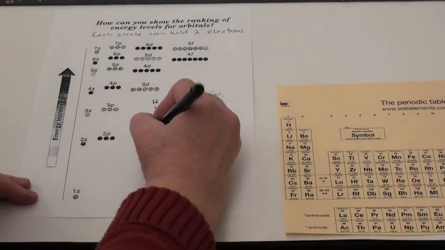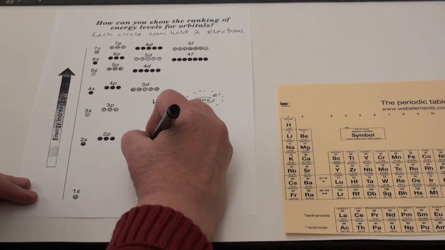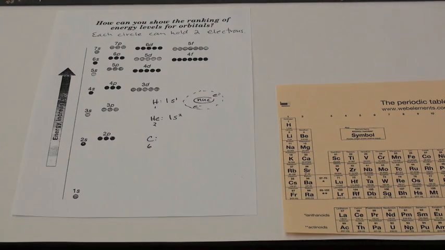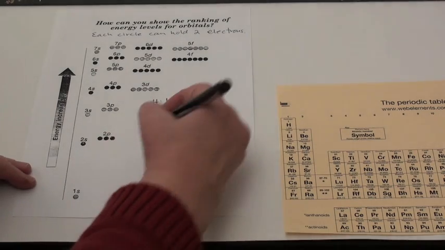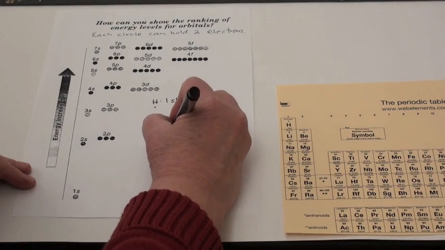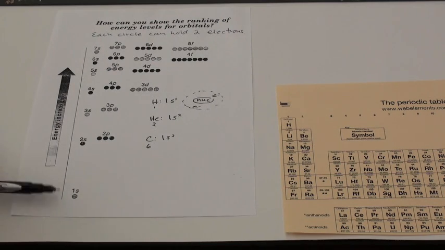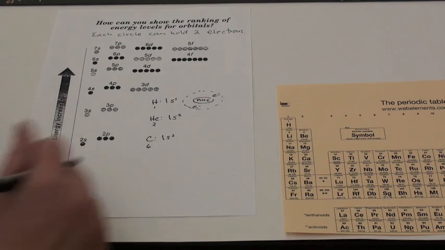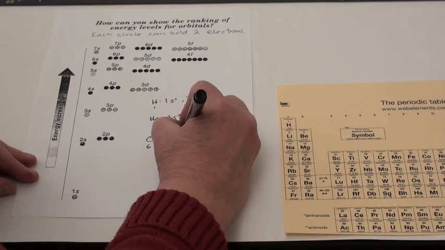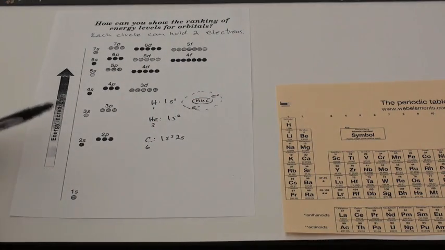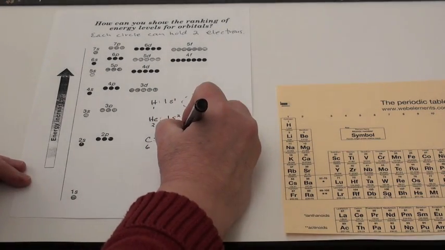But let's say we're doing carbon. Carbon has 6 electrons. So we'll start at the bottom and work our way up. Remember, each circle can only hold 2 electrons. So we'll say that carbon has, in the first energy level, 2 electrons. Now that's full, we'll keep going up, and we run into the 2s level. The second energy level also has the sphere shape. It's 1 circle, so it can hold 2 electrons.